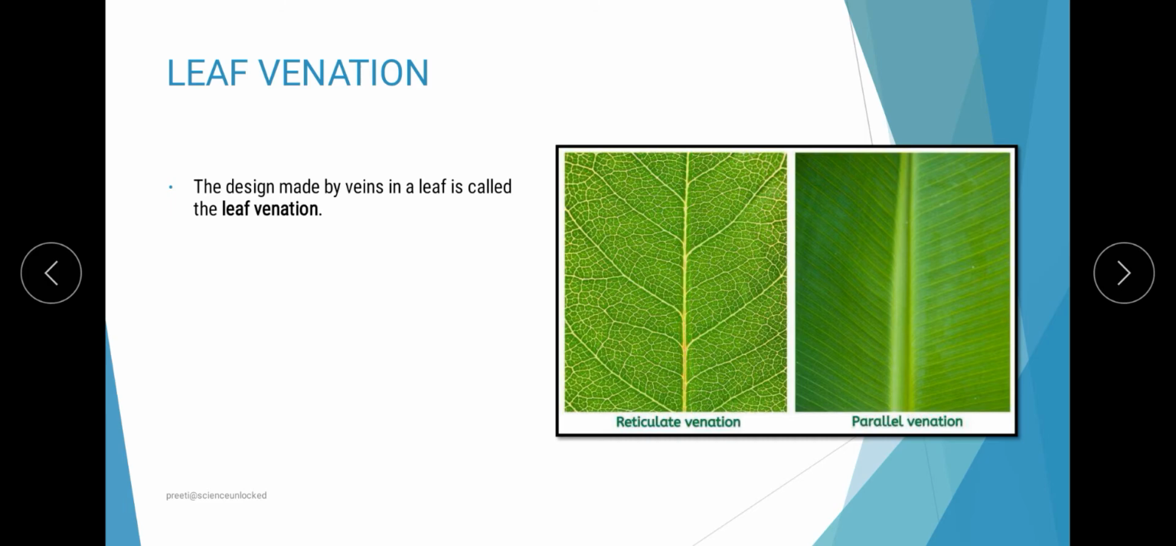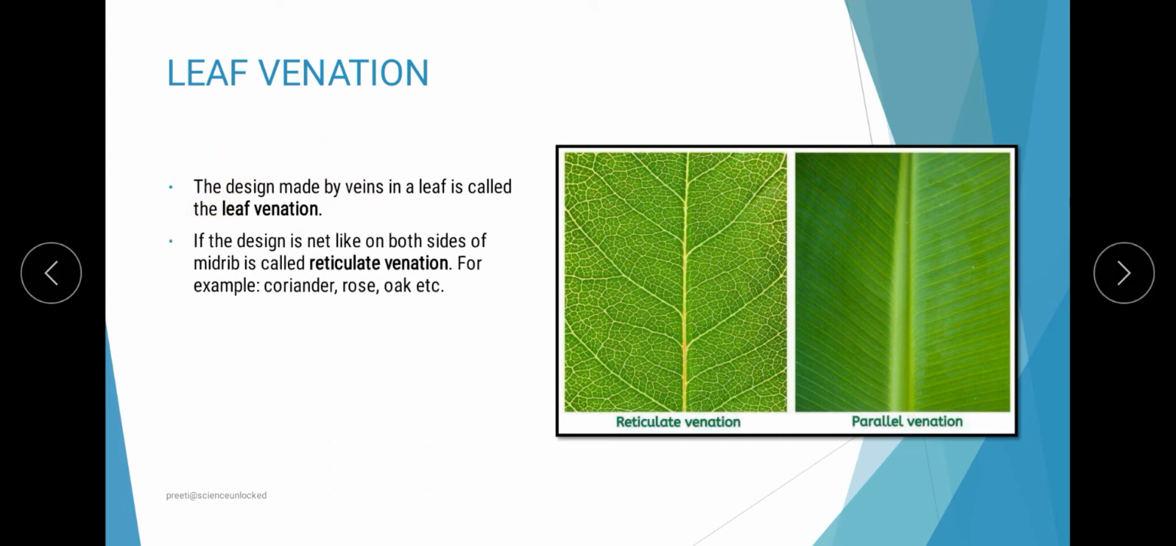Now in spite of these differences, there is a commonality: they are all leaf venations only, meaning the leaf veins, which ultimately help in the overall conduction process inside the plant structure.